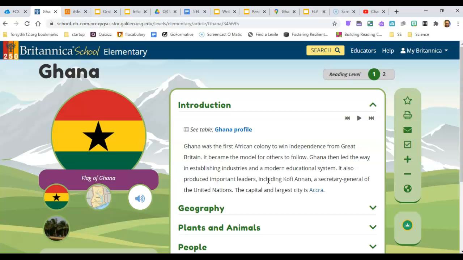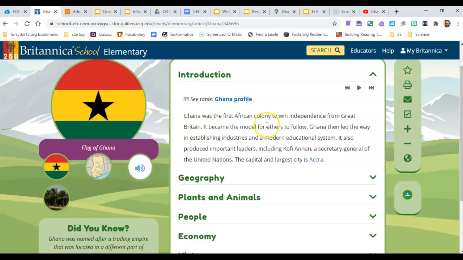So I encourage you guys to start doing this, or if you have questions, just go to Britannica School, type in Ghana here, and you can see it was the first African colony to win independence from Great Britain. Great Britain, remember, when we talked about imperialism, owned a lot of countries as part of their land. And at this point, Ghana gained their independence, and this allowed them to establish industries and a modern educational system for their kids. And they had several famous people from this country, important leaders. Kofi Annan was their Secretary General of the United Nations.